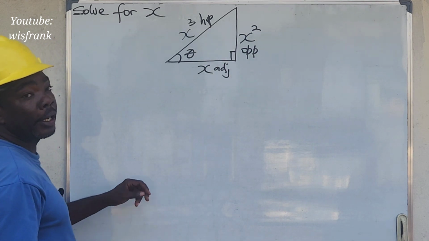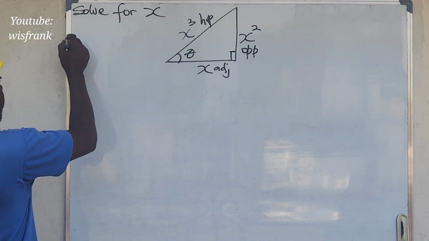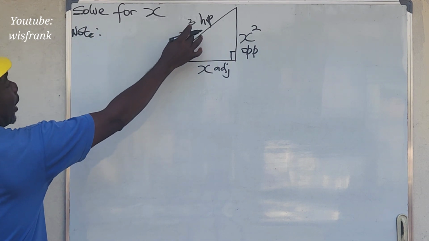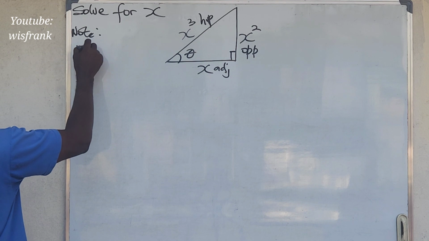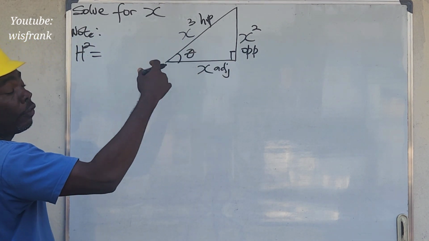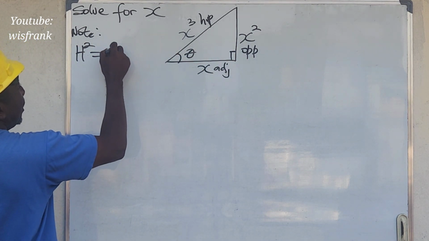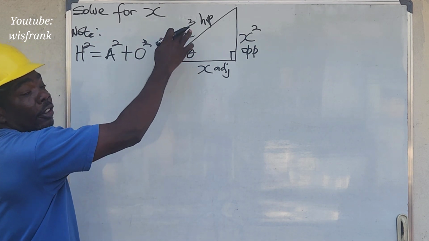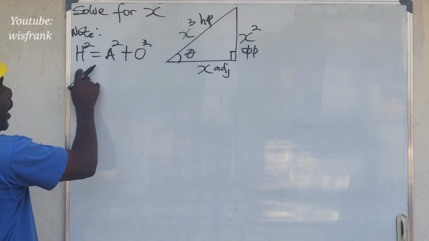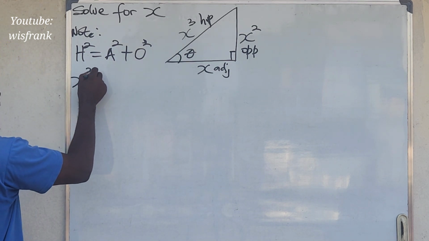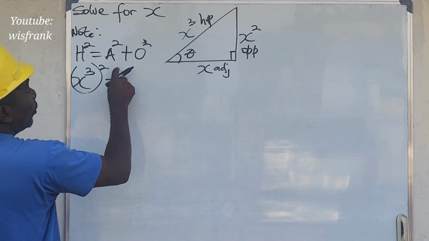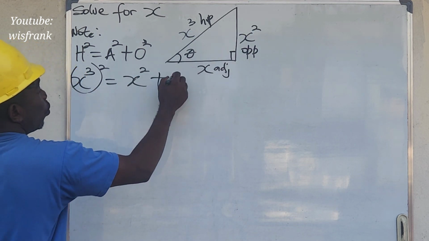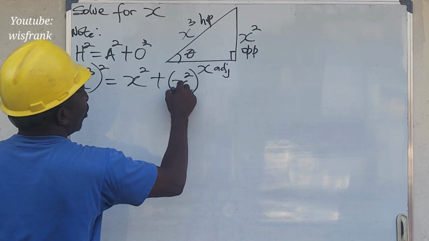So from here, for us to find the value of x, we recall the Pythagorean theorem, which states that the square of the hypotenuse equals the summation of the squares of the other sides, which is adjacent squared plus opposite squared. So in this case, we are going to substitute each of these lengths with what we have here. The hypotenuse, which is x to the power of 3, all squared, equals the adjacent, which is x, all squared, plus the opposite, which is x to the power of 2, all squared.